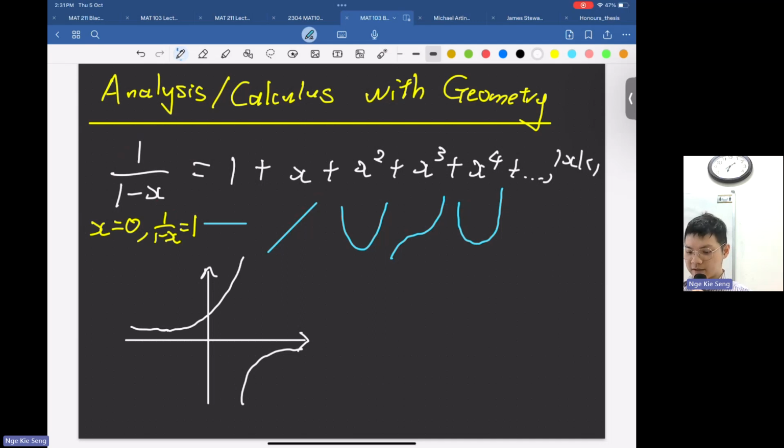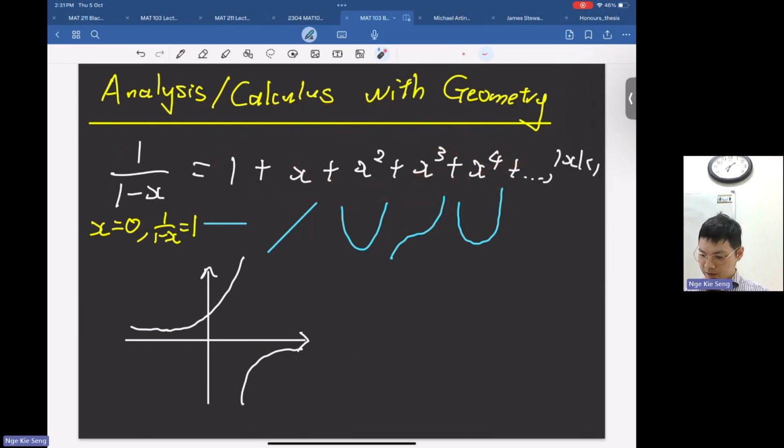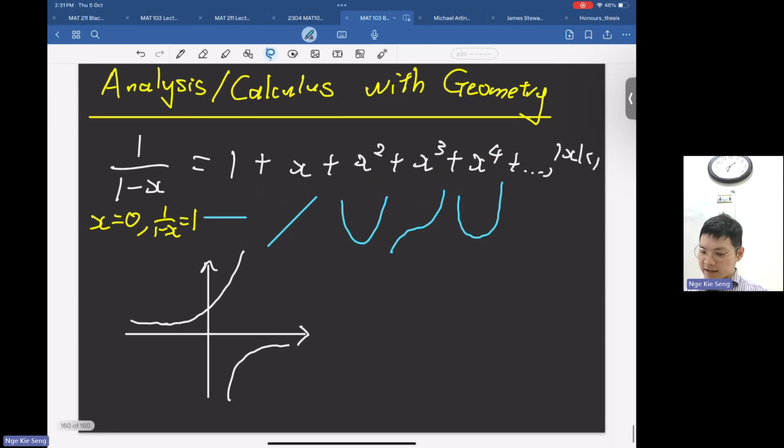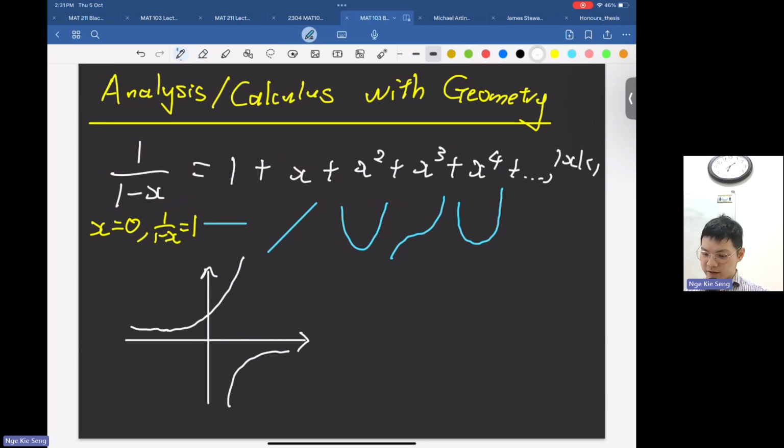Okay, you go to the y-intercept at 1. So what's this bunch of things doing here? We said that this is an expansion at 0, so we look at x equals 0.